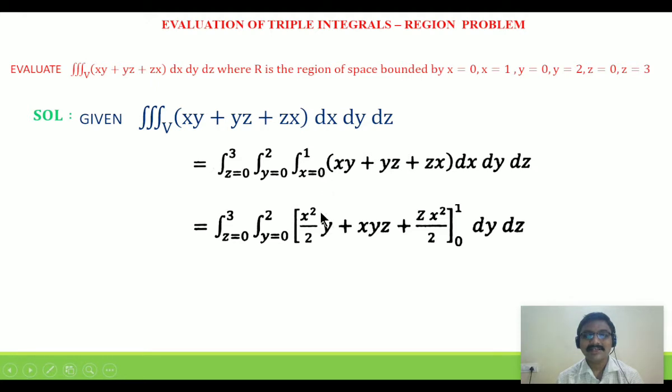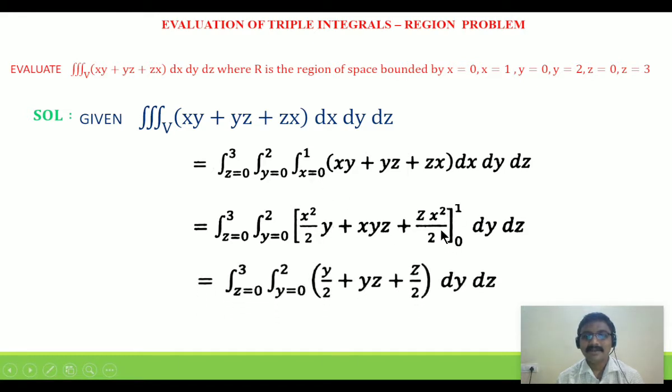In the first term, y is kept as constant, and the x integration is x square by 2. In the second term, yz is treated as constant and the integration of one is x, so xyz. Here in the last term, z is kept as constant, and the x integration is x square by 2. Limits of x are x varies from 0 to 1. Now substituting upper limit as 1 and lower limit as 0.